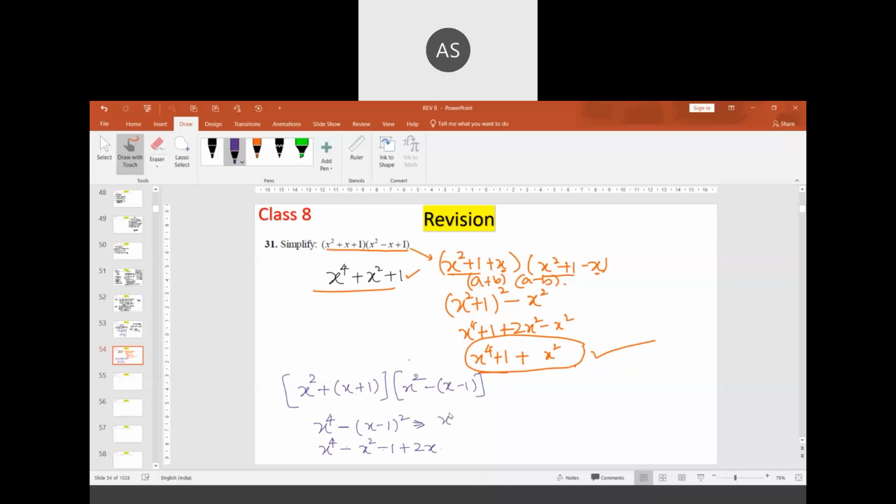See, what I have done is x to the power 4 minus of. Expand this, x square plus 1 minus 2x. Now this minus is to be multiplied to all the 3 terms. I have multiplied. Where is it getting wrong? Where is the mistake?